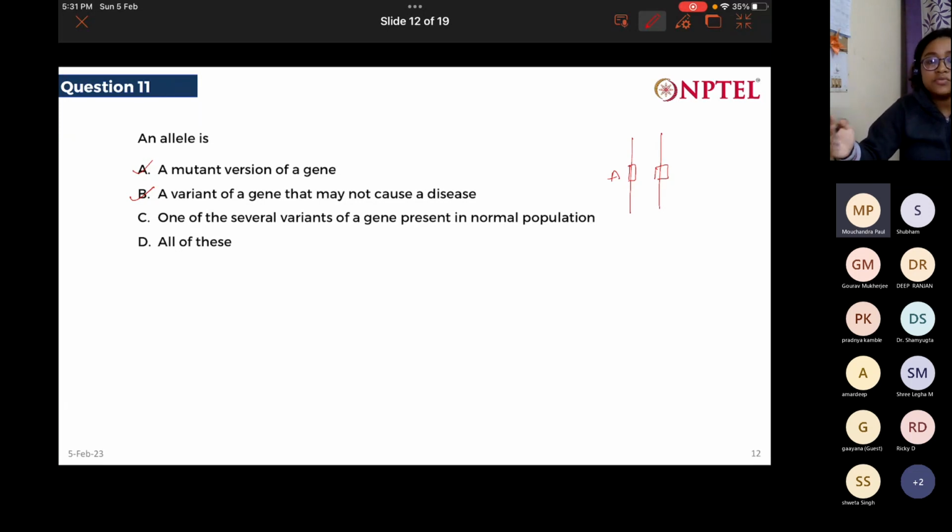And then, as I said, for one particular gene, various kinds of variants can be present, and different individuals can have different variants. So an allele is one of several variants, like you can call it allele 1, allele 2, allele 3, and whoever has the normal gene will be called the wild type, and others will be called the mutants. Okay, so option C in this case is also correct. So the final answer will be D. All of these options actually refer to the definition, explaining what an allele is. Okay, if anyone has any query, they can ask me.